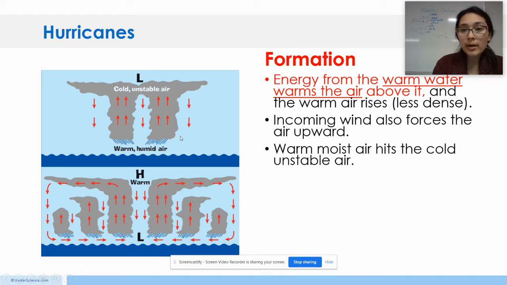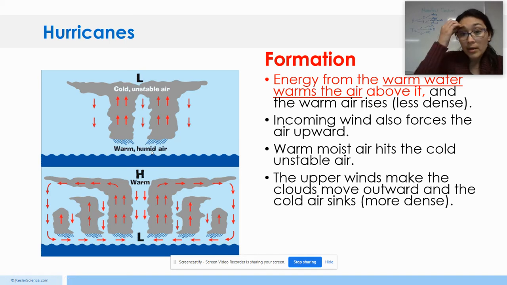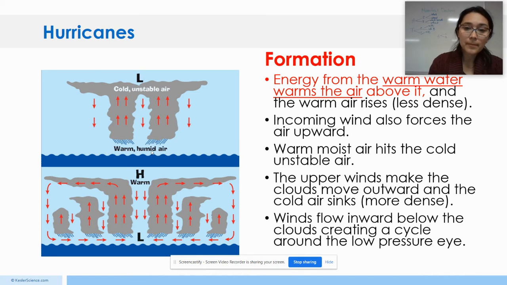The warm air hits the cold, unstable air up above it. So that warm air from the ocean is going up. Then it hits the cold, unstable air, and it starts to go back down. Then winds flow inward below the clouds, creating a cycle around the low pressure eye.